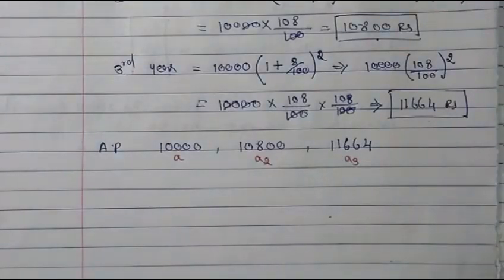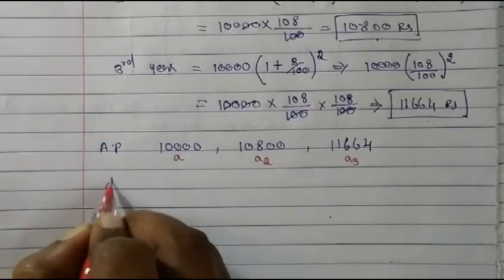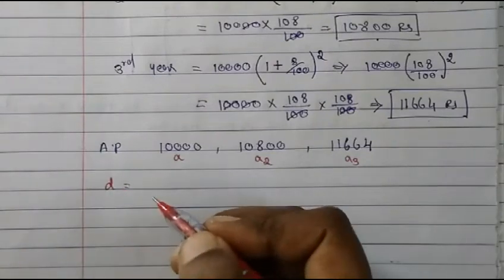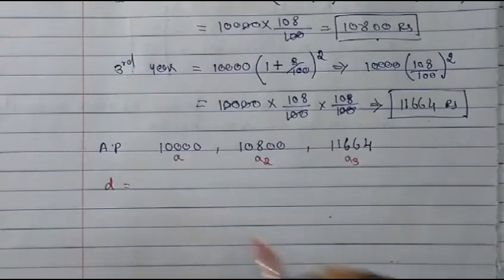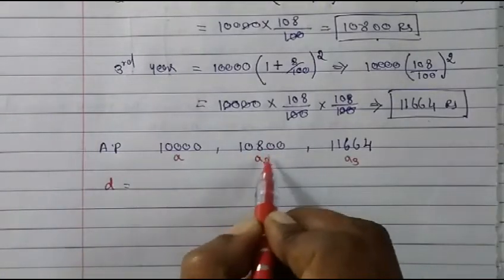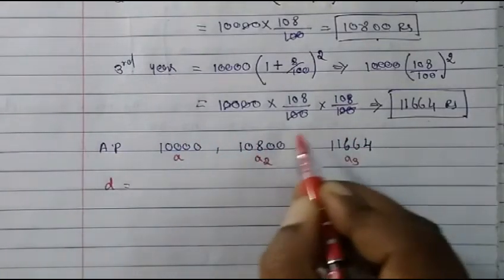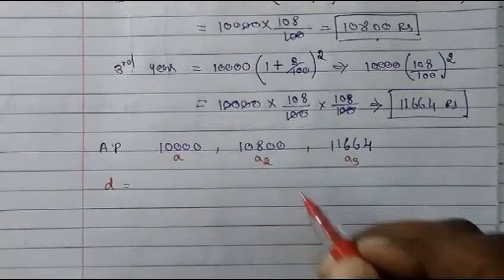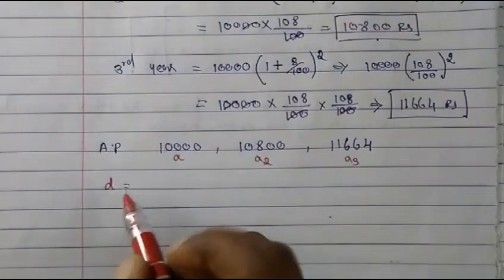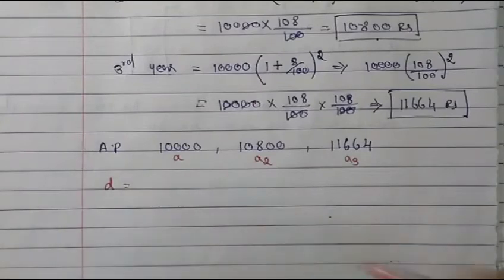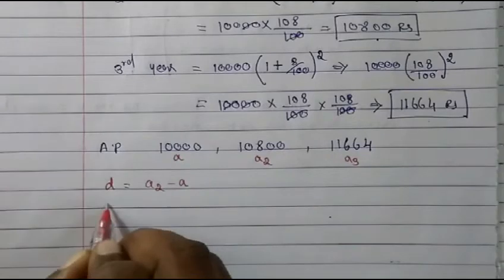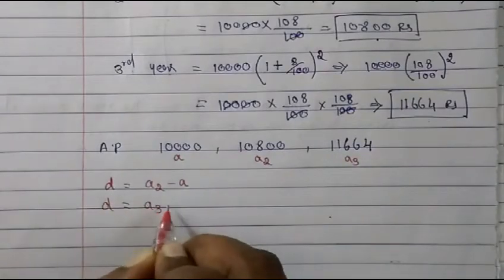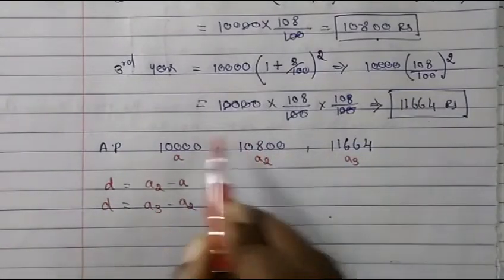We have to get the D value. I already told you in the introduction part how to get the D value. From A2 you minus A, from A3 you minus A2. If we are getting the same value of D, then it is AP. If not, it is not AP. So that means A2 minus A, then A3 minus A2.